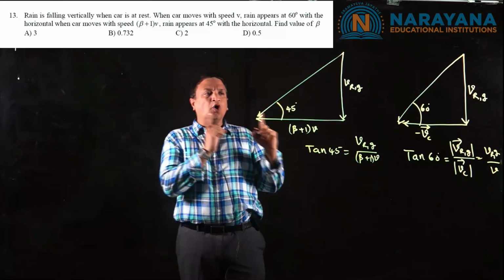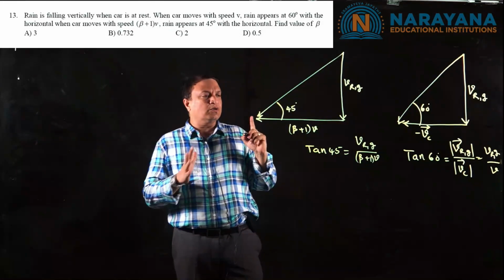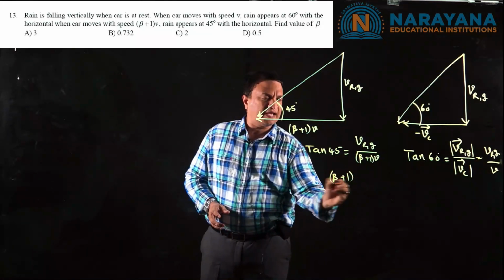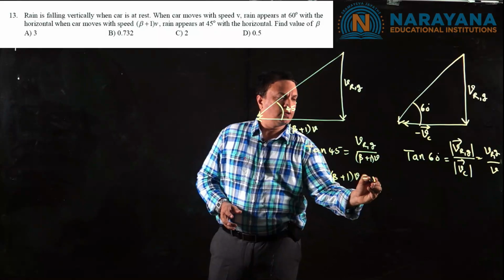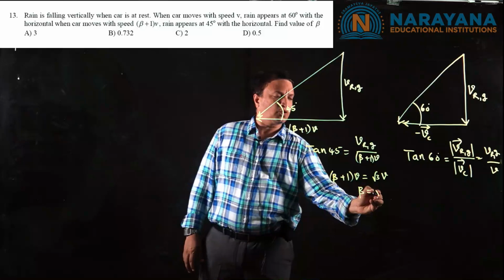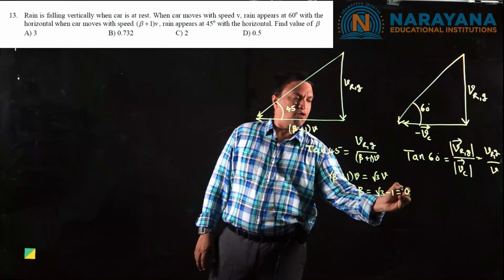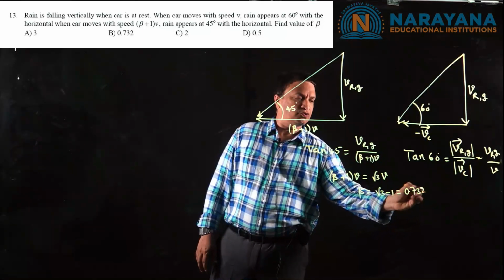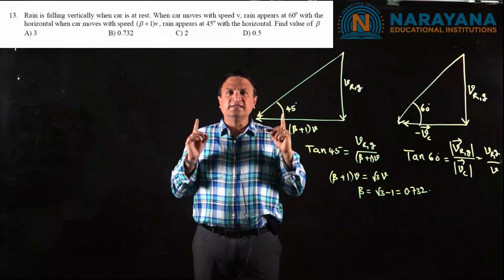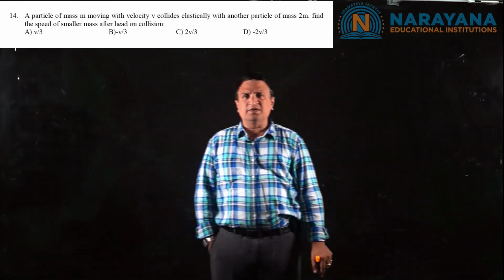By using both these two equations, we can conclude that (beta plus 1) times V is root 3 times V. So, therefore, beta is root 3 minus 1, which is 0.732 nearly. And my answer for beta is 0.732.